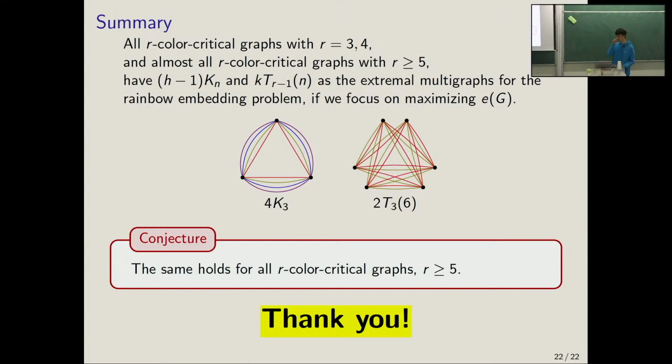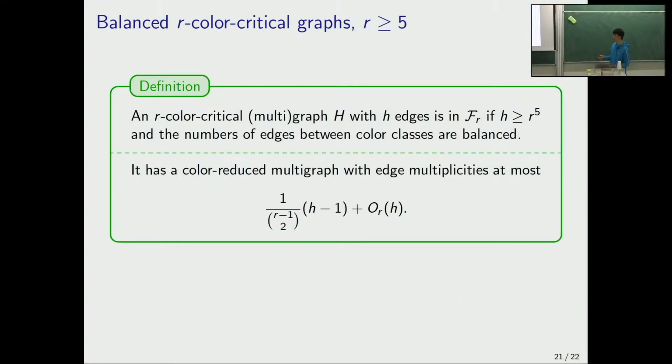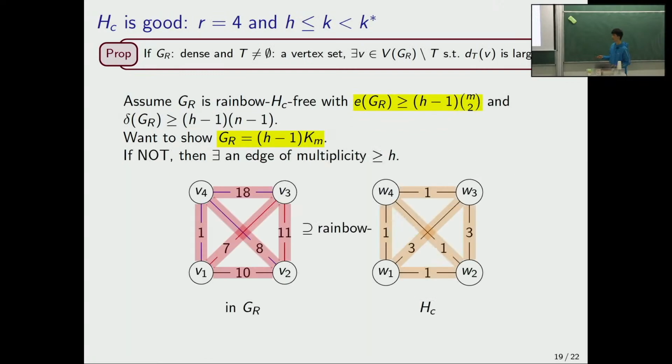Which part of the proof is the balancedness for large r? So for those balanced color critical graphs, what we actually did is exactly this. We find a small vertex sub-multigraph in GR, and we just embed the color reduced HC of a balanced color critical graph in a one by one grid way. And it is well done when the multiplicity of HC is balanced, but if not, it's very hard to do this.